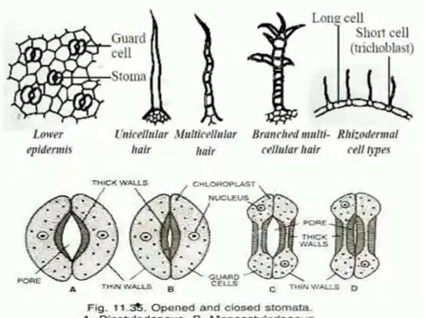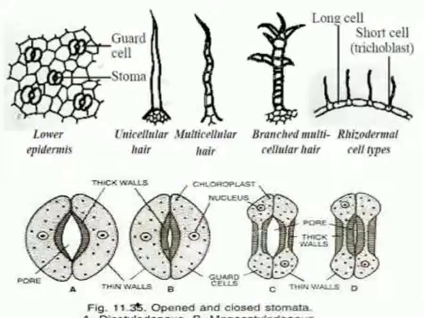The outer walls are walls of the guard cells away from the stomatal pore, that is, this one is called the outer wall. This is away from the stomatal pore. The outer walls are thin and inner walls are a little thicker, which are towards the stomatal pores. The guard cells possess the chloroplast and regulate the opening and closing of stomata.